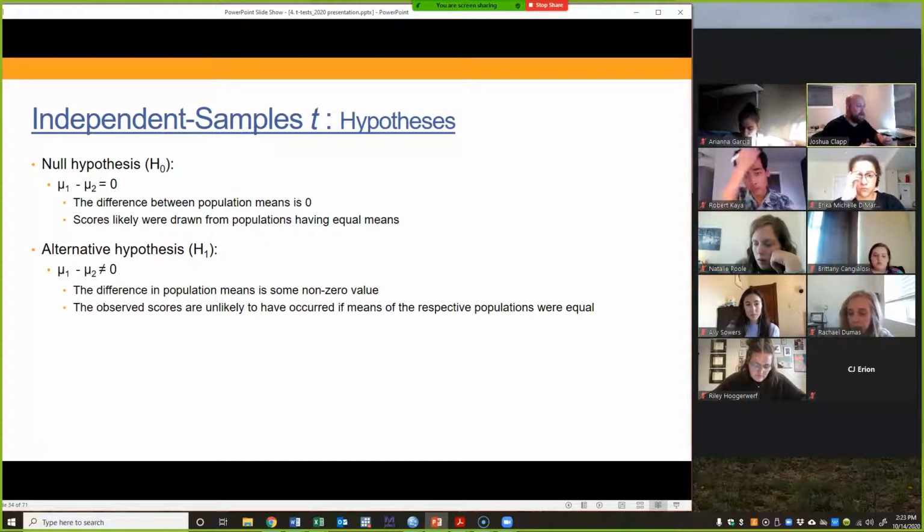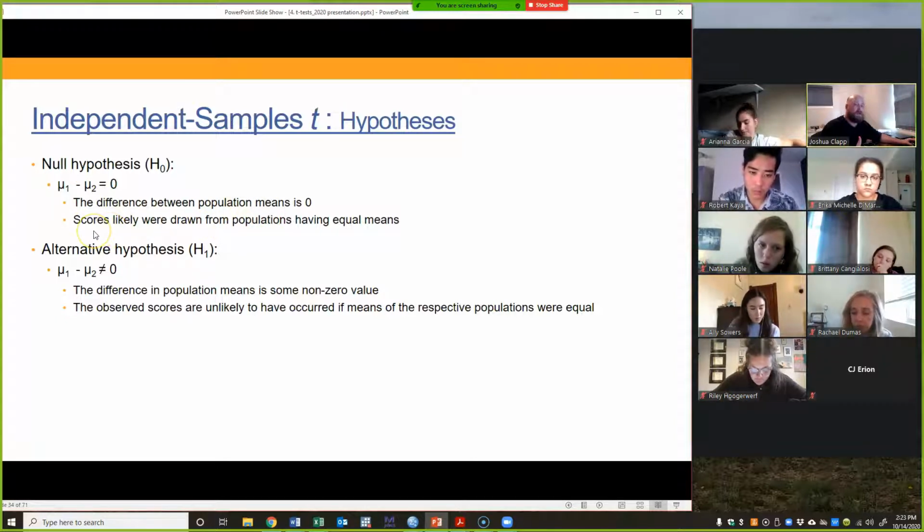So again, remember that our null hypothesis test is almost always set to some value being equal to 0. What we're really interested in is the difference in these population means, right? And if the difference in these population means is equal to 0, that means they have the same number, right? So this is going to be our null, right? And we're proposing that the difference between population means is 0, or alternatively stated a different way, you could say scores were likely drawn from populations having equal means, right?